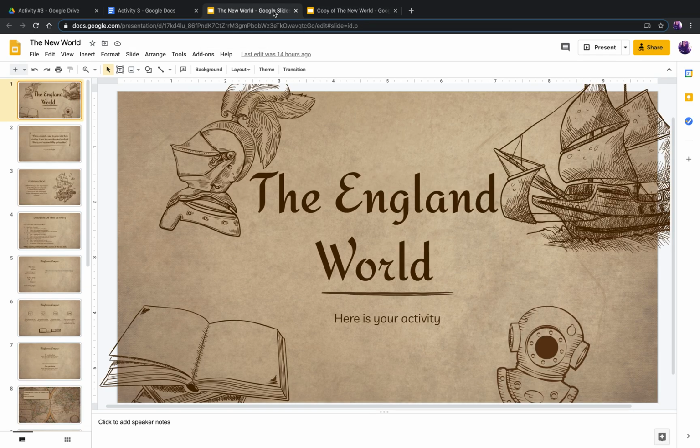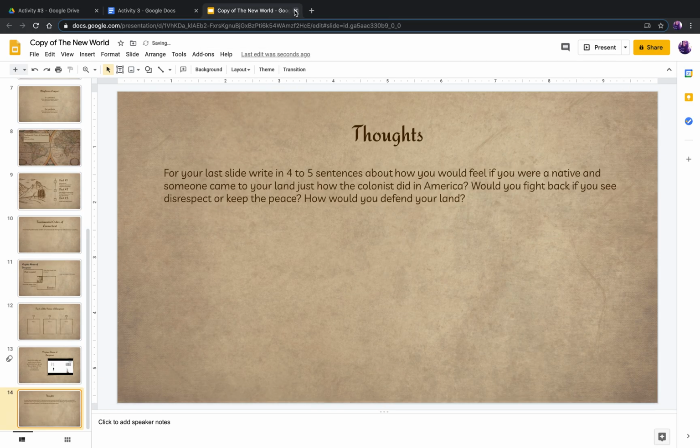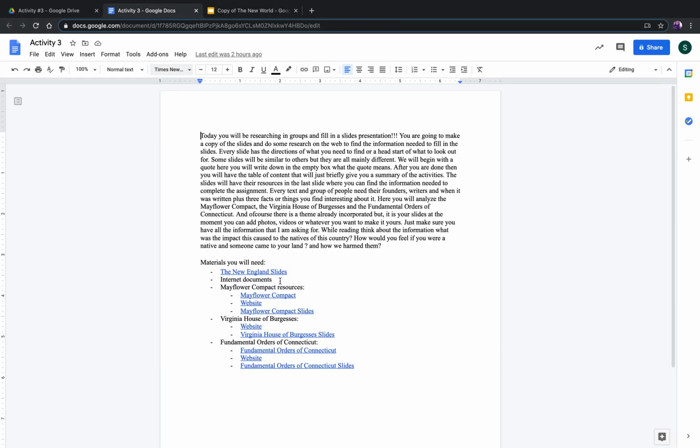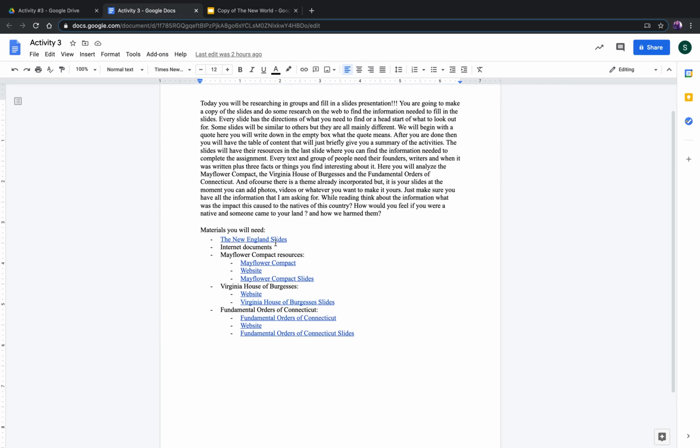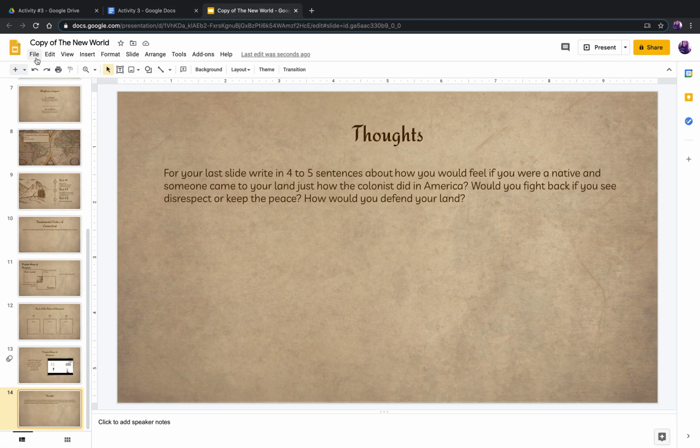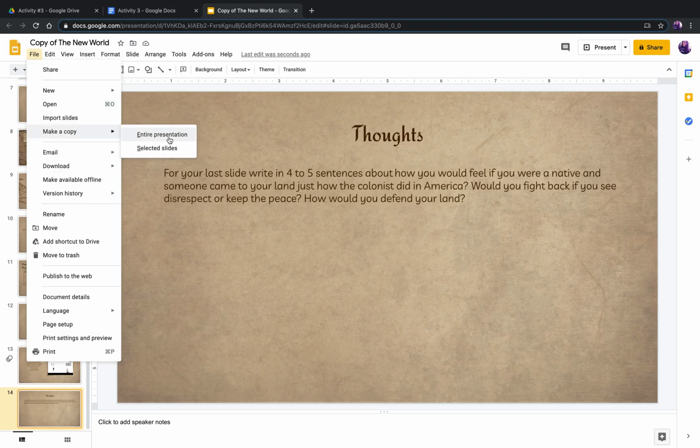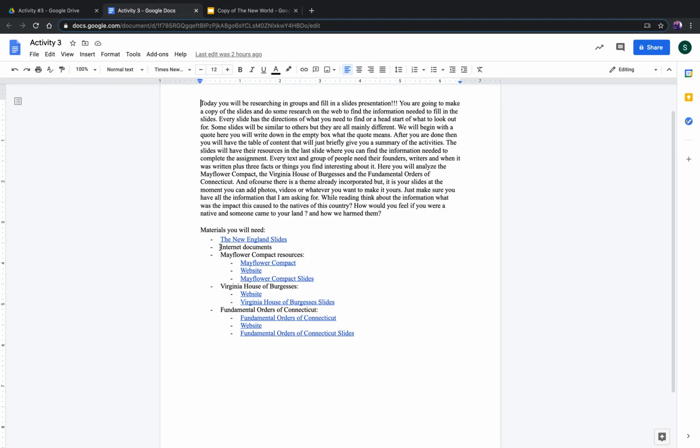So you may be asking, well, where do we find the information? Where you'll be finding the information is actually right here. I have showed you how to make a copy, which is file, make copy, entire presentation, and you just put it into your drive. From there, I have cut it down into the Mayflower Compact resources only, the Virginia House of Burgesses only, and then the Fundamental Orders of Connecticut.